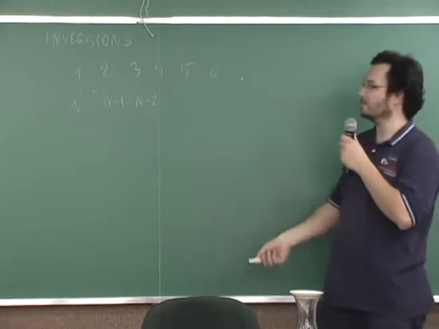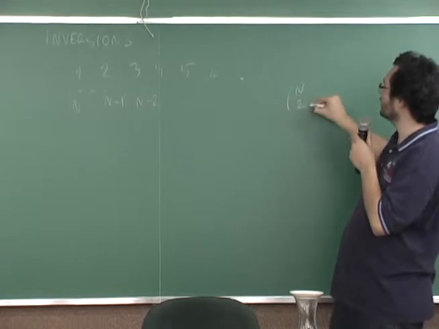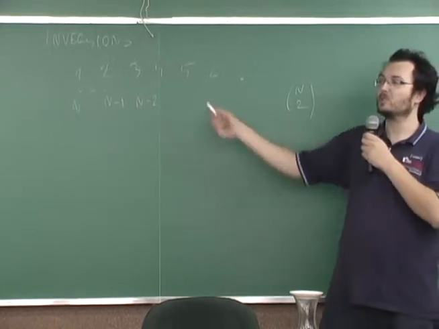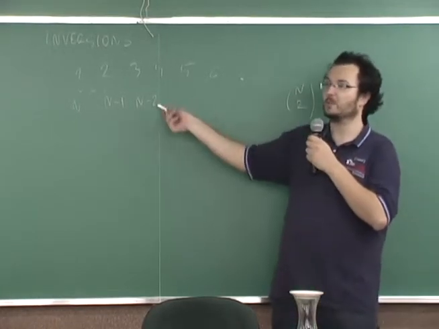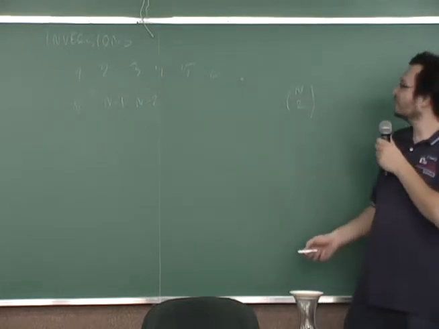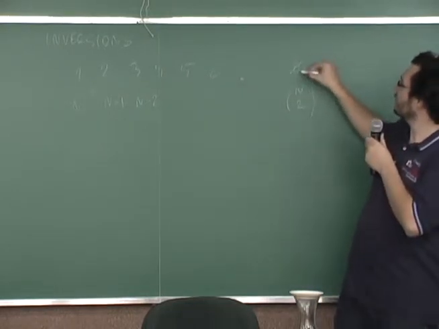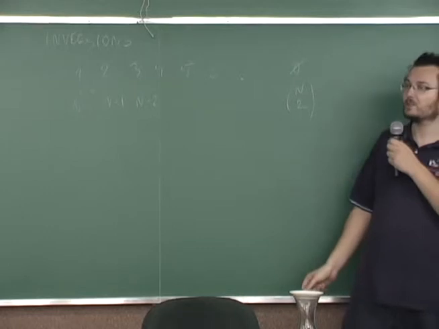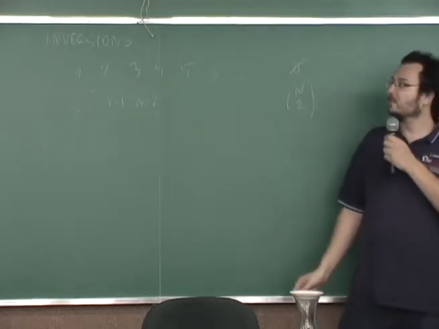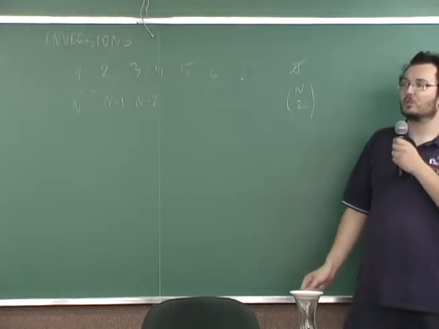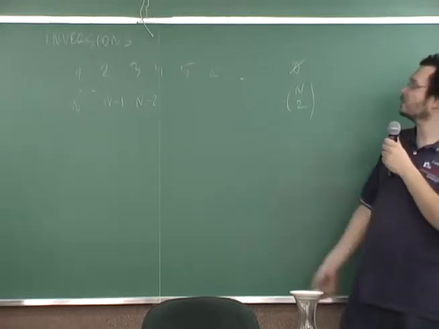And this sequence has the maximum possible number of inversions, which is n over 2. Each pair of numbers in this final permutation is an inversion. So you can get any number between 0 and n over 2 inversions. And there are different ways how to construct such a permutation efficiently.